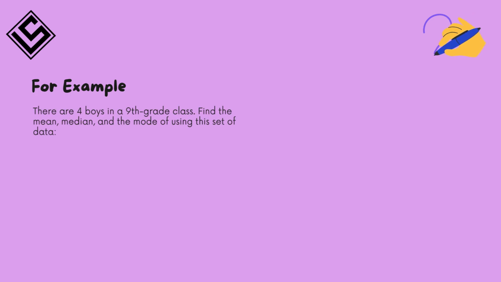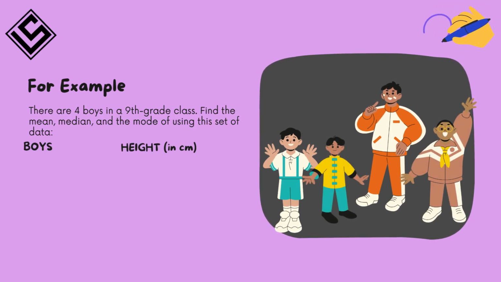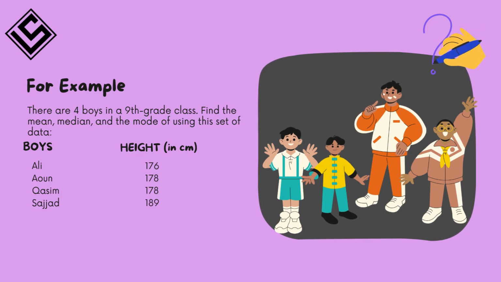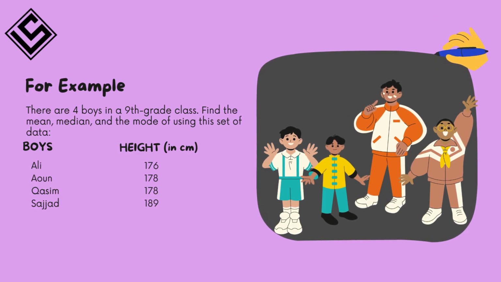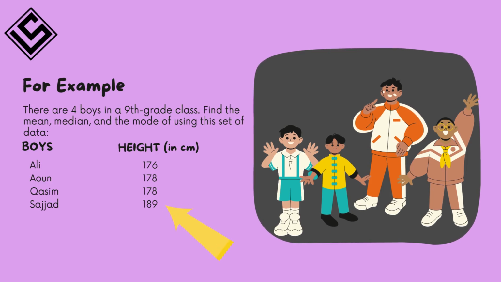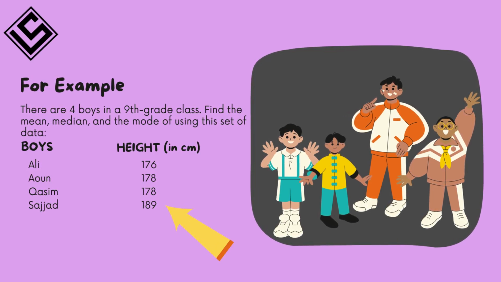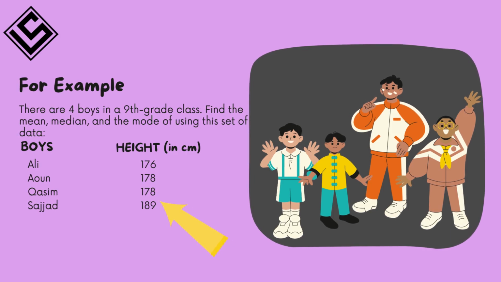Now, let's understand these concepts with a simple example. Suppose there are 4 boys in the 9th class of my school: Ali, Aun, Qasim, and Sajjad. I have measured their heights in centimeters. Let's use this data to find the mean, median, and mode. The heights are 176 centimeters, 178 centimeters, 178 centimeters, and 189 centimeters.